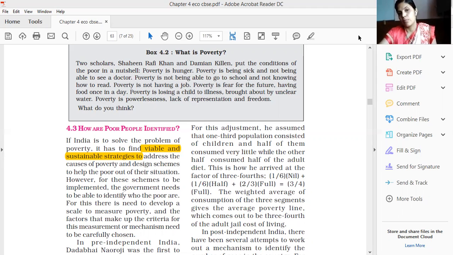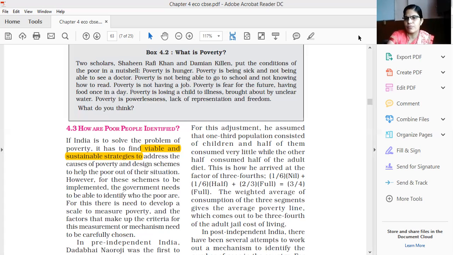How can we identify? We can find by two ways. First one is viable and second one is sustainable. So there are two types of ways to find the poor person, to address the cause of poverty and design schemes to help the poor out of their situation. So there are schemes to be implemented, government implemented.